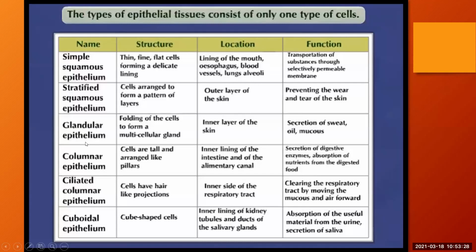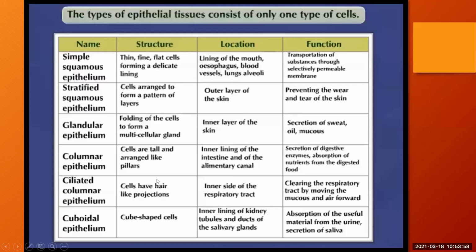Next is glandular epithelium. The structure is folding of the cells to form a multicellular gland. They are present in the inner layer of the skin, and the function is secretion of sweat, oil, and mucus. Next is columnar epithelium. These cells are tall and arranged like pillars. They are present in the inner lining of the intestine and of the alimentary canal, and the function is secretion of digestive enzymes and absorption of nutrients from the digested food.